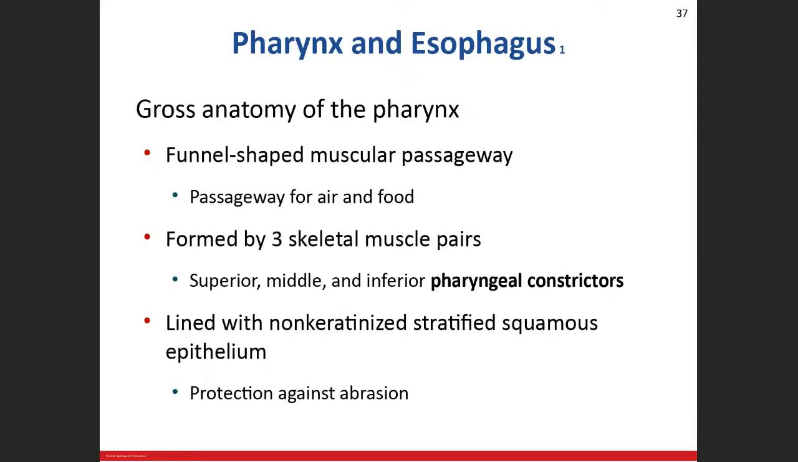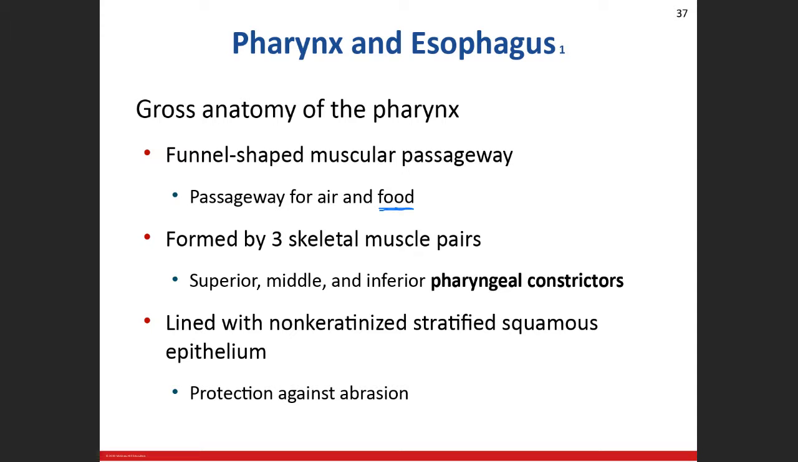So let's exit out of the mouth, head into the throat or the pharynx here, and we're going to make our way down into the stomach tonight and probably some of the small intestine. So again, we've talked about the pharynx before when we were talking about the respiratory system. It is a funnel-shaped passageway for both food, liquid, and air. So obviously we're going to be focusing on the food and liquid portion here.